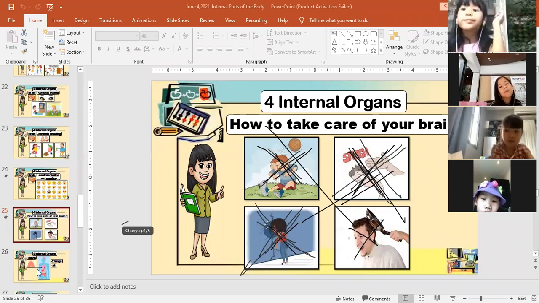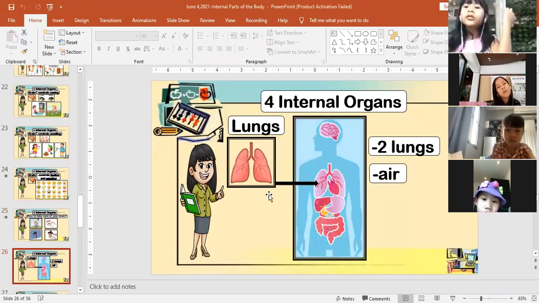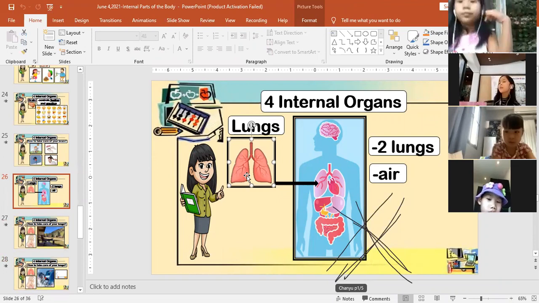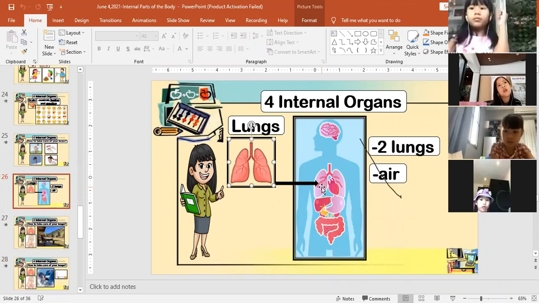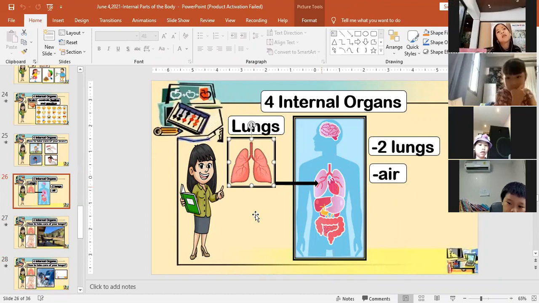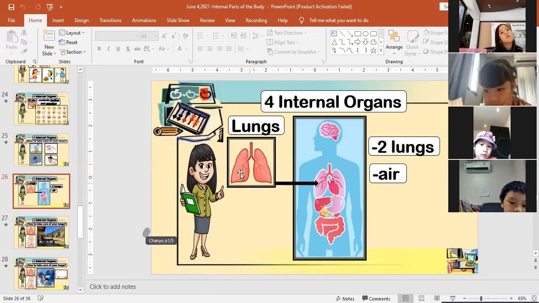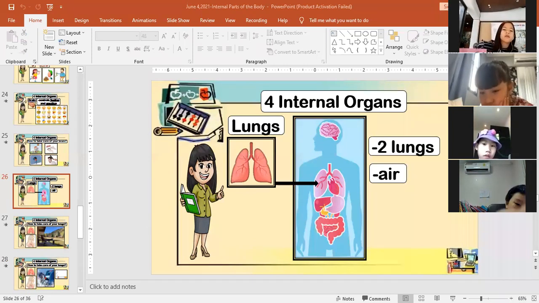Another part of the body is our lungs. What are our lungs for? We use our lungs when we are breathing air. So how many lungs can you see? One, two. What is the color of our lungs? Sometimes it is brown. What is this again? Lungs.